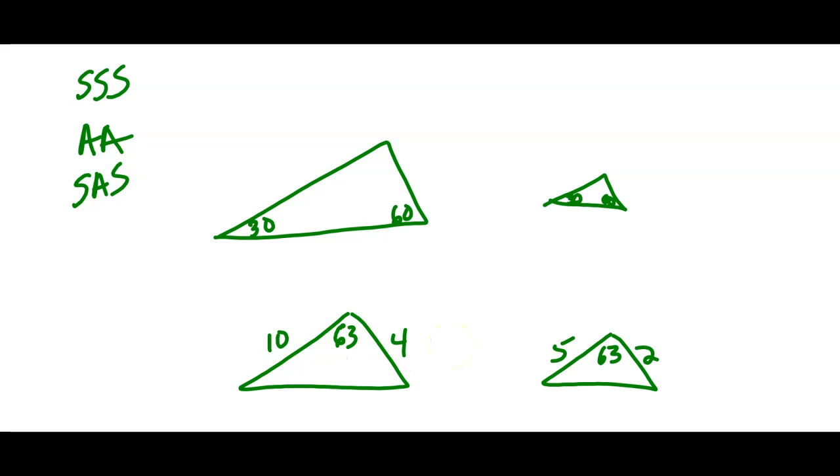Then I can check and say, are the two angles the same? Yes, they are. Is the ratio between these two sides the same as the ratio over here? So 10 over 5 reduces to 2, and 4 over 2 reduces to 2. Yes, they are proportional. They have the same ratio there. Then I can say that these two triangles are going to be similar.